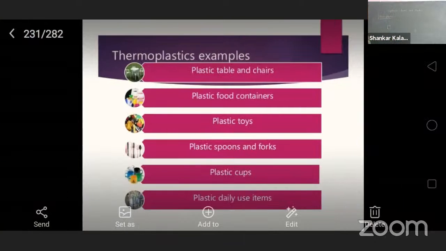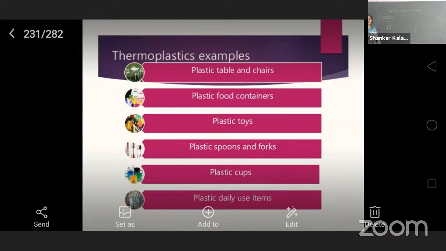Now we come to the examples of thermoplastics. What are the examples where you can see this? Plastic tables and chairs. We have plastic chairs and tables at home to keep books or a TV or something. And plastic food containers. Whenever you go to school, some of you use plastic food containers, plastic bottles to store food, right?